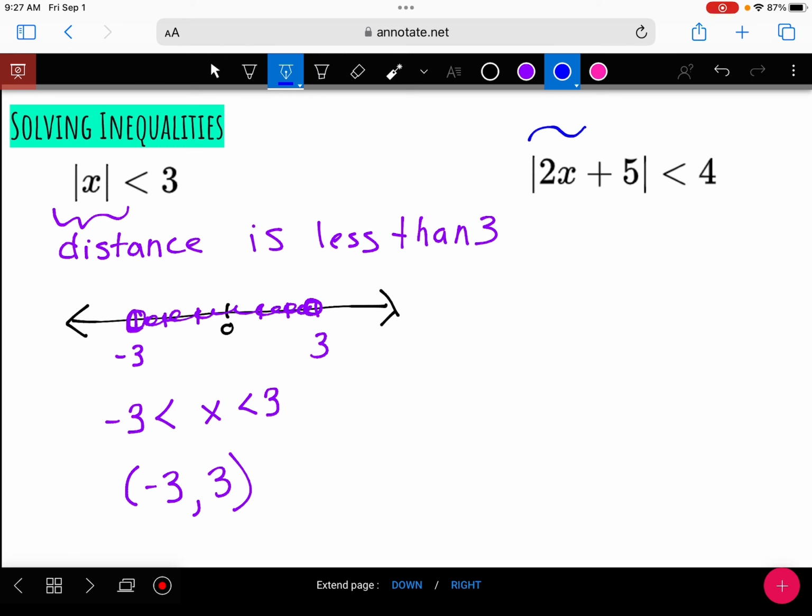So on this one, our distance is less than 4. So we take the absolute value and we set that piece up as our inequality. If that distance is less than 4, it means it's got to be between 4 and -4, right? So this is going to be -4 is less than 2x plus 5 is less than 4. You see that?